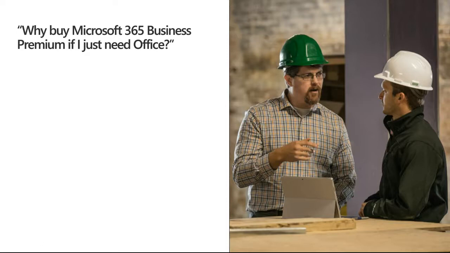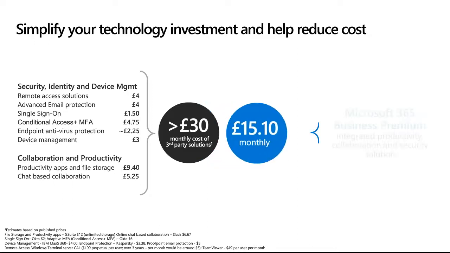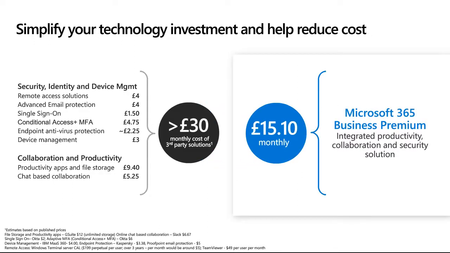As an example, Microsoft 365 Business Premium can help you consolidate some of the point solutions across productivity and security, and this can save you £15 per user per month. Additionally, these solutions would not be integrated, and they would be a challenge for an SMB to deploy to get the full value out of.